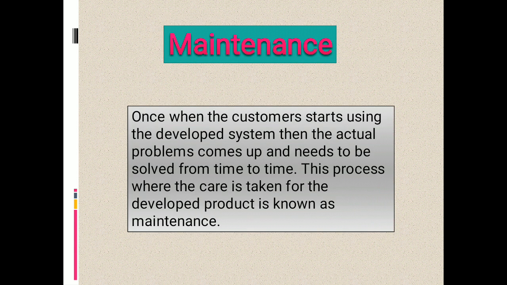The final step is maintenance. Once the customer starts using the developed system, then the actual problems come up and they need to be solved from time to time. This process where the care is taken for the developed product is known as maintenance. So this is all about software development life cycle process.